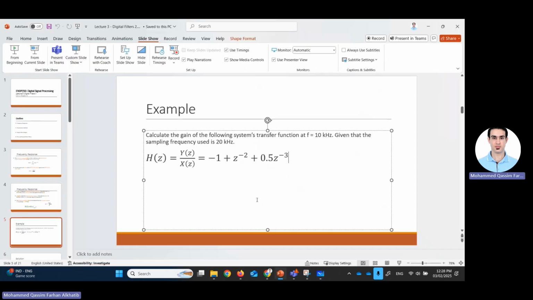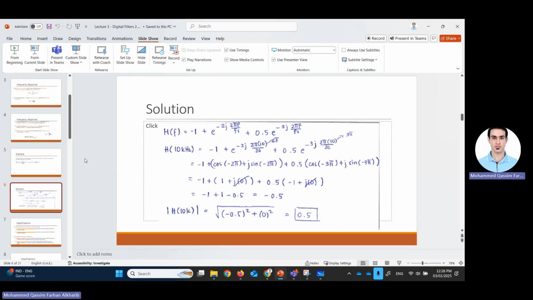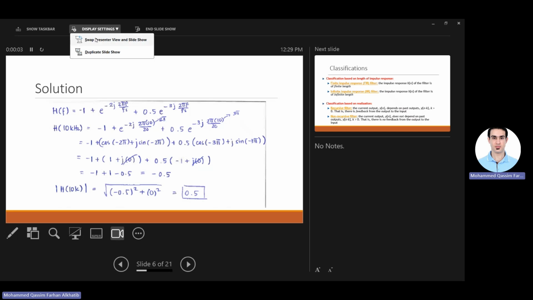Okay, let's go back to the slides. I believe the solution is already provided. So this one does the amplitude. I think the question itself asks for the amplitude. It does not ask for the phase, but yeah, it's good to know how to find the phase.